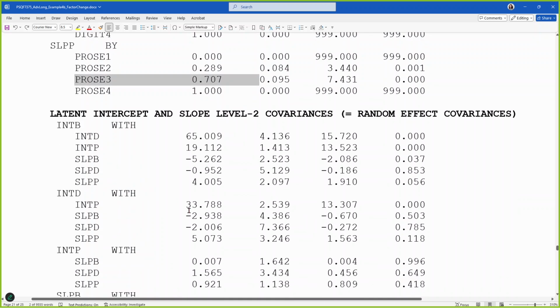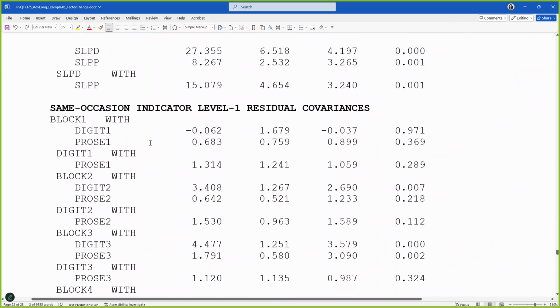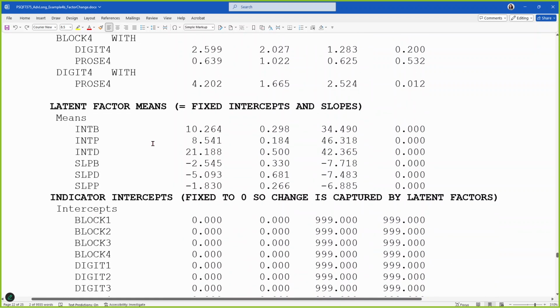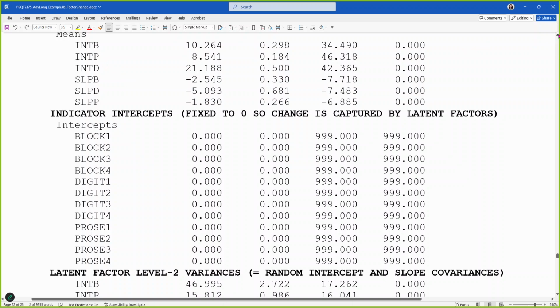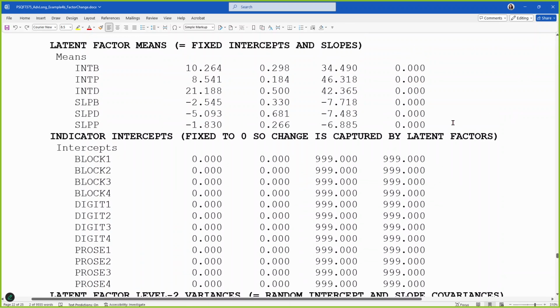Then we get into covariances, whatever. We don't normally care about those. Same occasion covariances, we don't normally care about those. There we go. Means. These are my fixed intercepts and slopes.